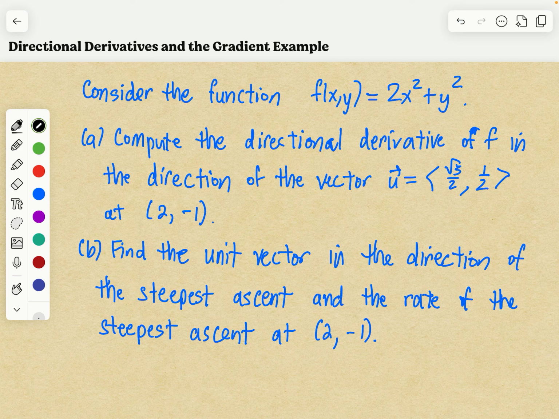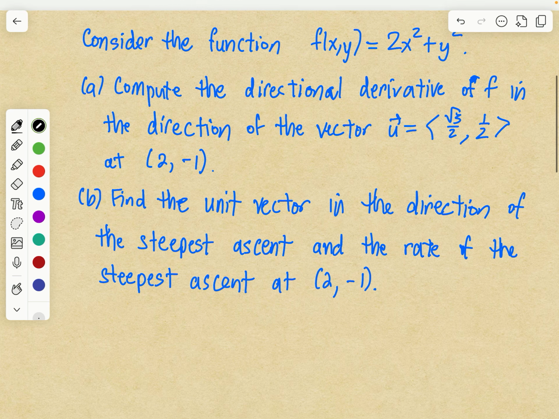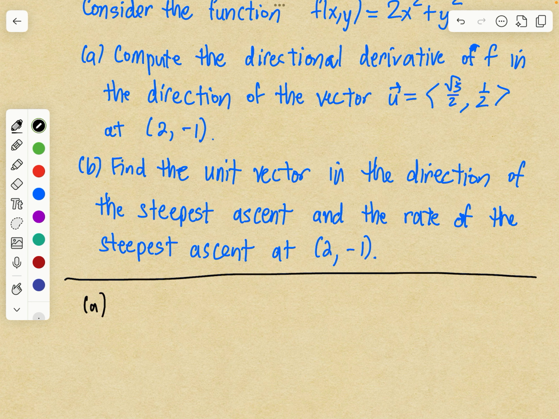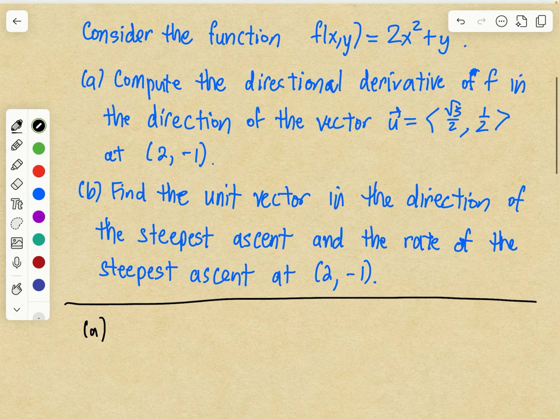And then part B is to find the unit vector in the direction of the steepest ascent and the rate of ascent at 2, -1. Well, part A is pretty easy. So the directional derivative is just the dot product of the gradient with the direction that you're going.